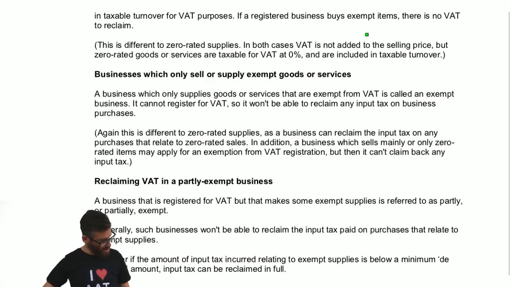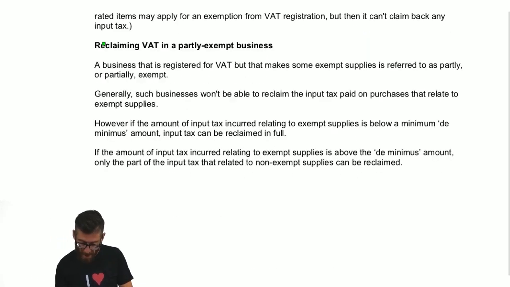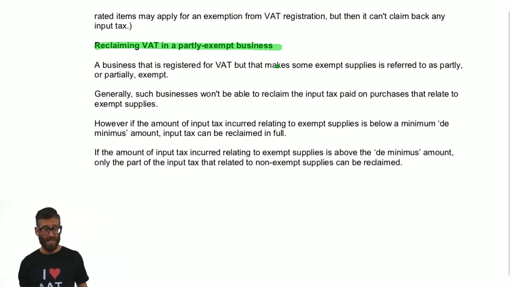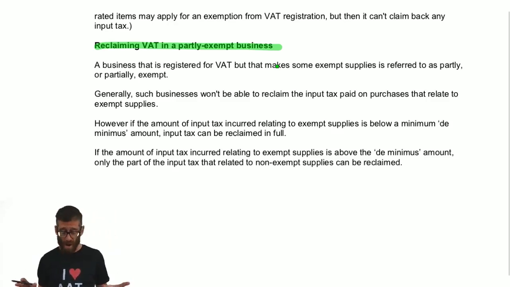Businesses, though, we're told just here, which only sell or supply exempt goods and services, well, there really would be no VAT for them to be claiming. It's really here where we want to focus. It's a partly exempt business. In our example, in our question C, it is partly exempt because we're told that they do have a mixture of partly exempt and zero rated and standard rated items.